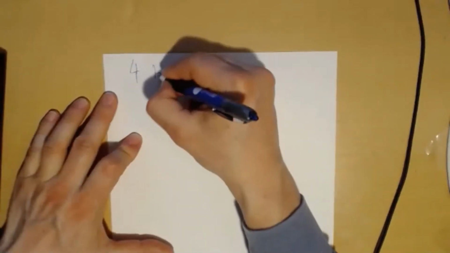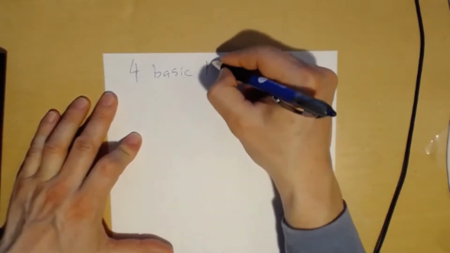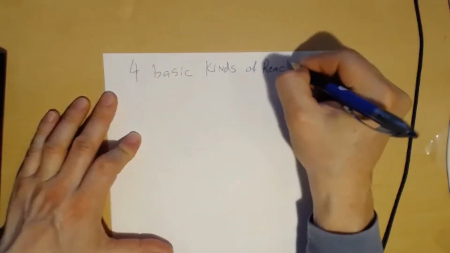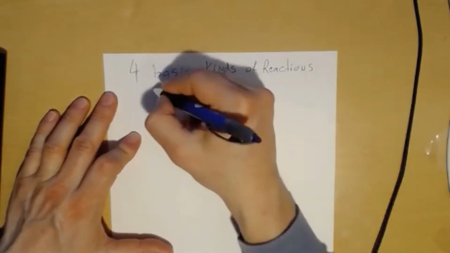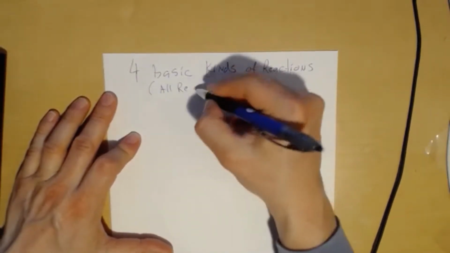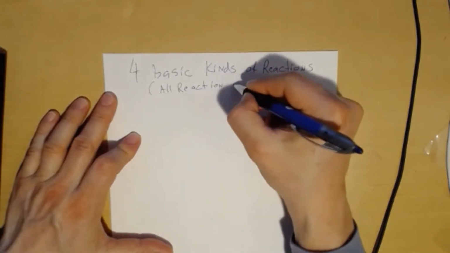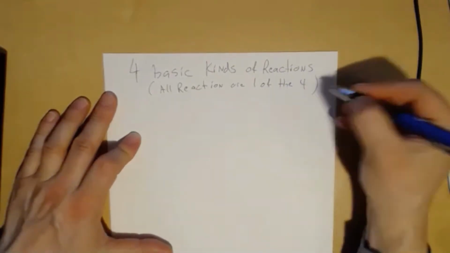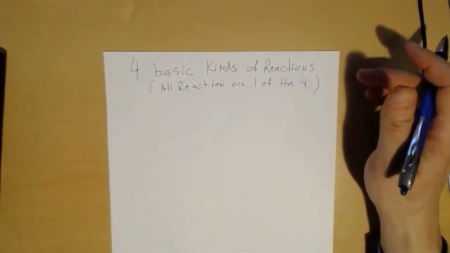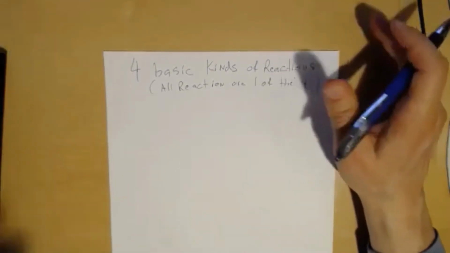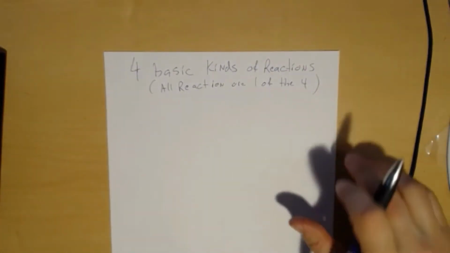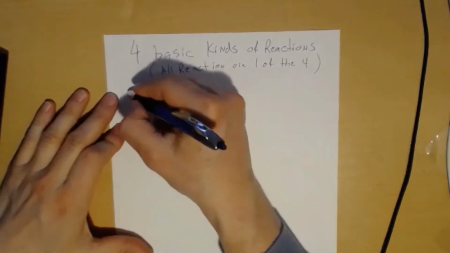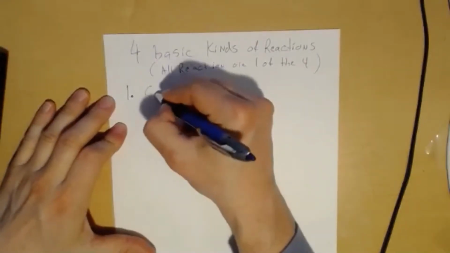There are 4 basic kinds of reactions, and all reactions are one of the 4. Okay, so this is one way, it's just the basic way. And then there's another way of looking at what we call specific or special cases of reactions. So the basic kinds, the first one's called a combination.